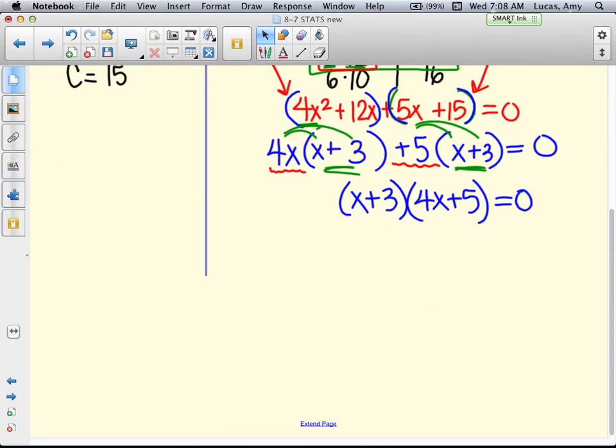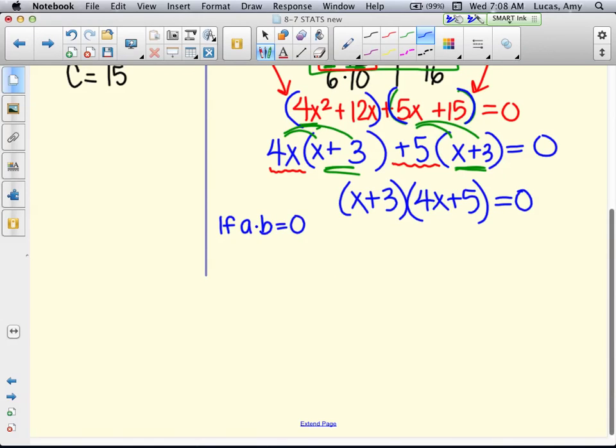Now, I'm not quite done yet because I need to use the 0 product property. Remember, the 0 product property said if A times B equals 0, so the answer to your multiplication problem, if it equals 0, then one of the things that you were multiplying has to be a 0. So A or B must equal 0. The only way to get an answer of 0 when you're multiplying is to take something times 0.